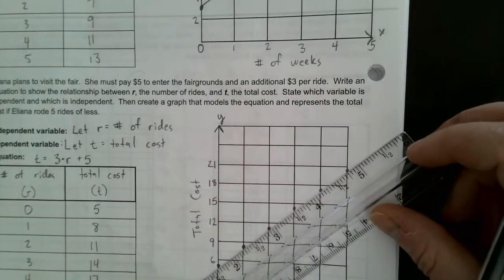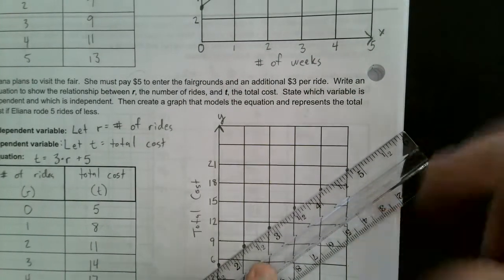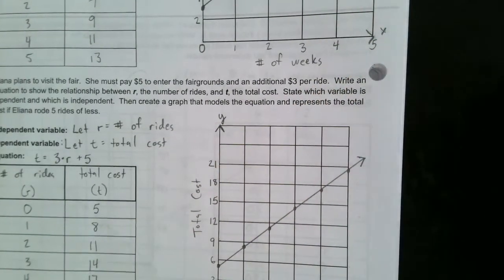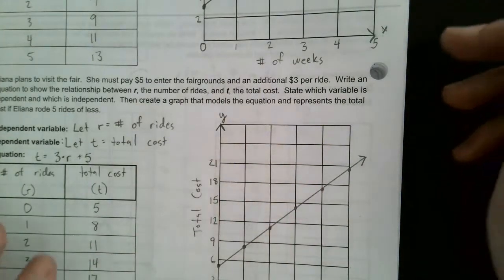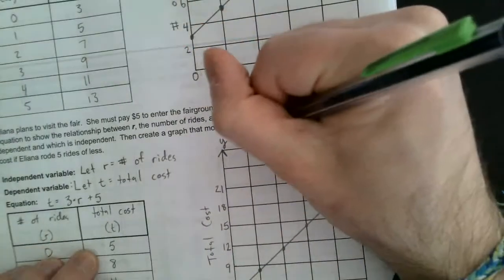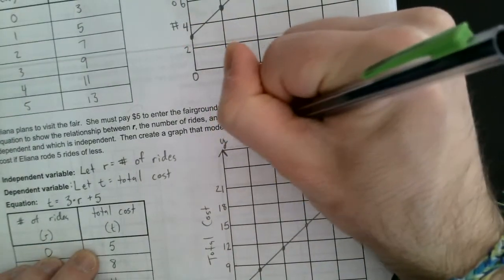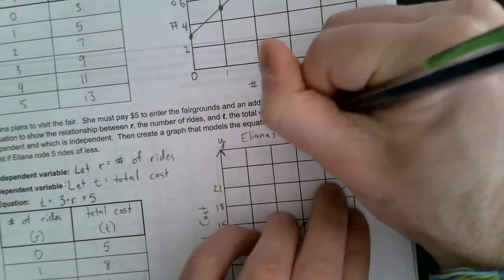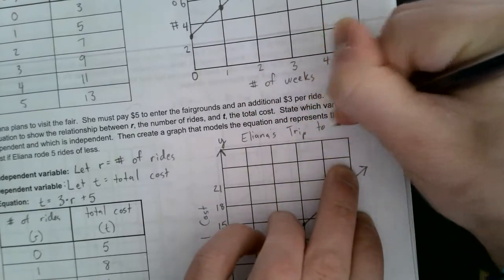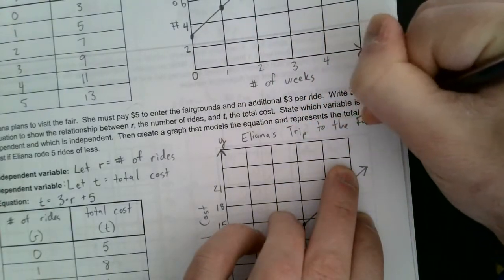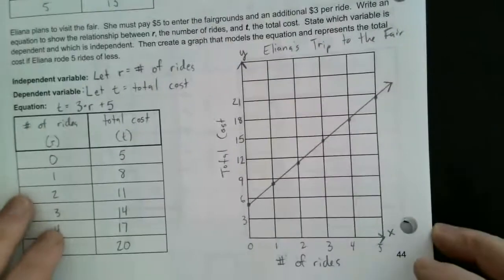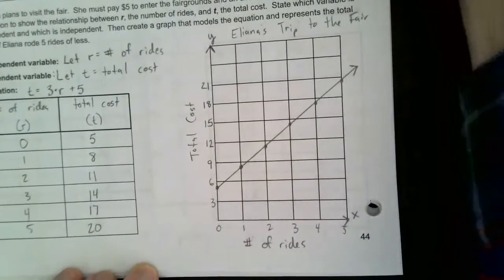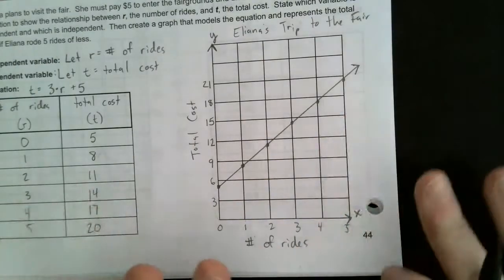Okay, let's connect those dots here. Nice. It's all fitting together well. All right, so I don't know. The title might be like Eliana's Trip to the Fair. I like that. Trip to the fair. It's really the amount of money she spent on rides, or actually her total cost of the trip, but it looks linear to me.